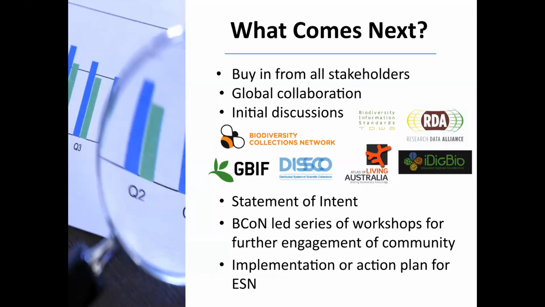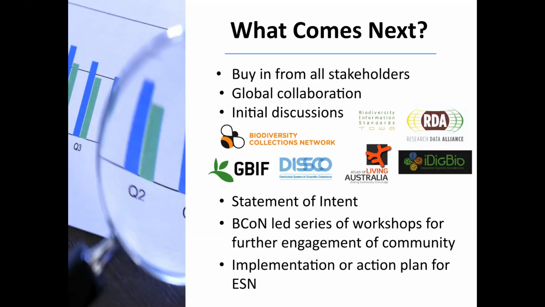So as Beacon, we have started some initial discussions with some of the players in this realm, bringing in people from the Research Data Alliance, GBIF, DiSSCo, ALA, iDigBio, and various others, to start talking about ways in which we can move this forward. One of the things that has come out of those initial discussions is the idea of a statement of intent, a statement that would indicate that all of these groups are interested in working together and working towards a common purpose. And Wouter will talk a little bit more about that statement of intent during the discussion period.